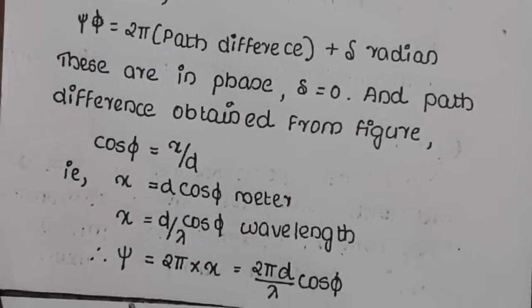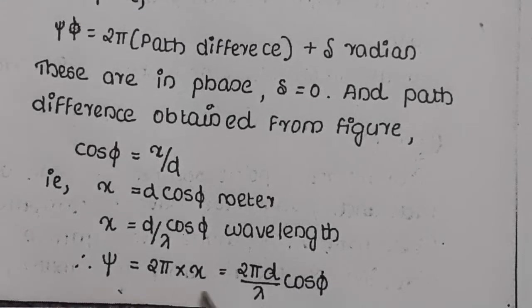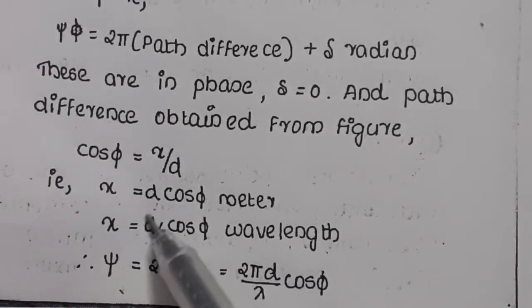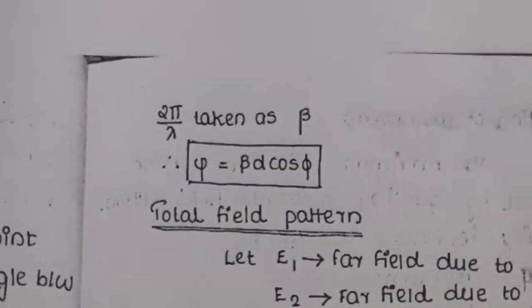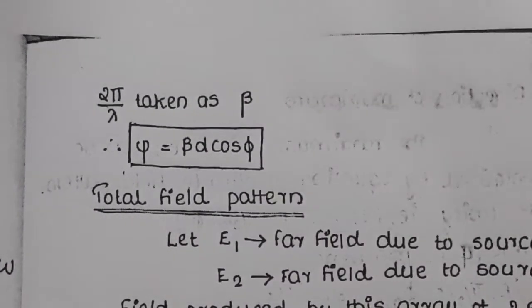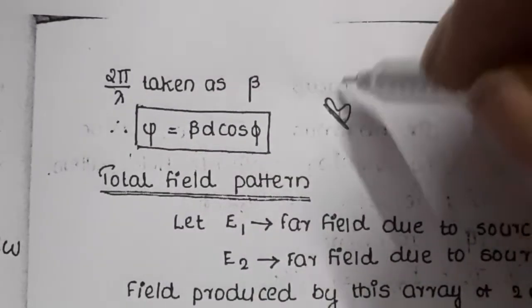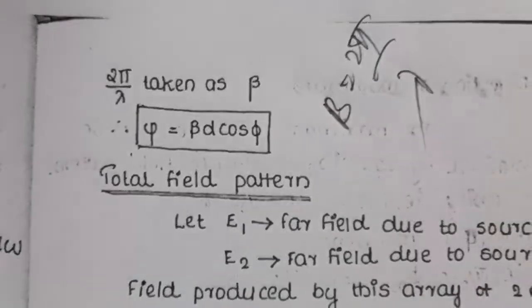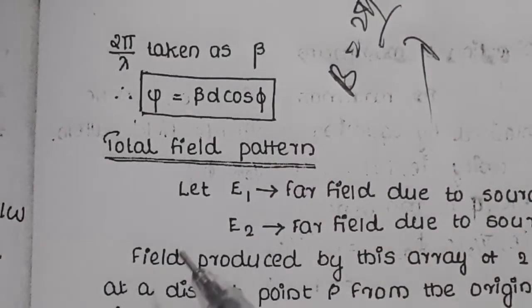Again you take the psi value. Psi is equal to 2 pi into x. What is x? x is nothing but d by lambda into cos phi, which should be substituted here. Already you know that 2 pi by lambda is equal to beta. So generally you say that beta is equal to 2 pi by lambda. According to that, psi is equal to beta d cos phi.